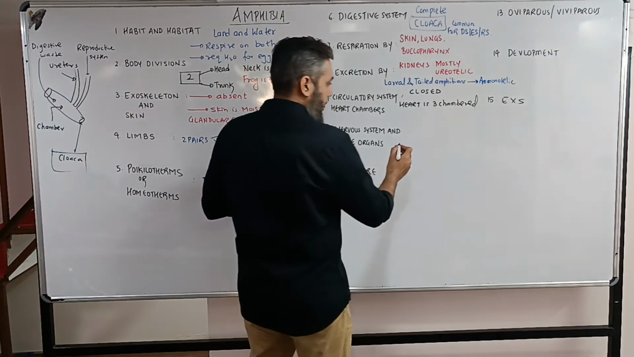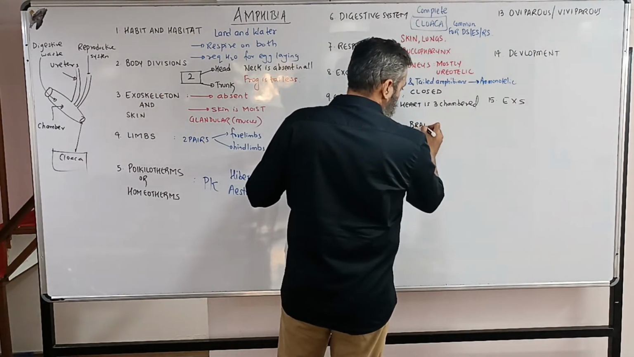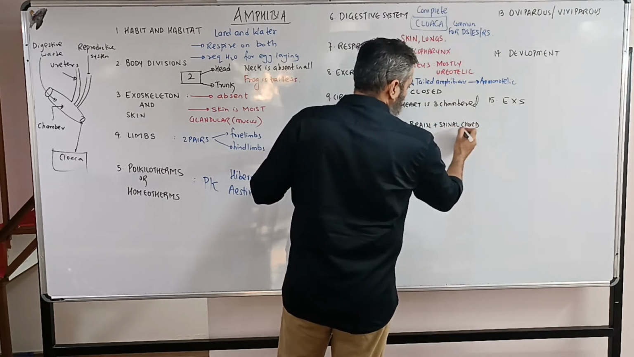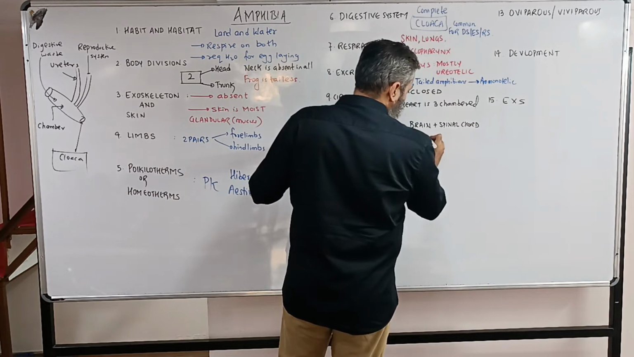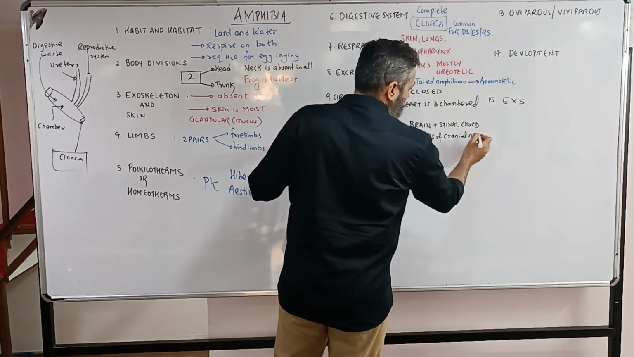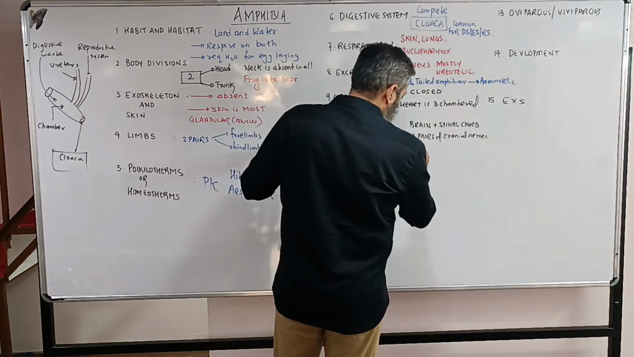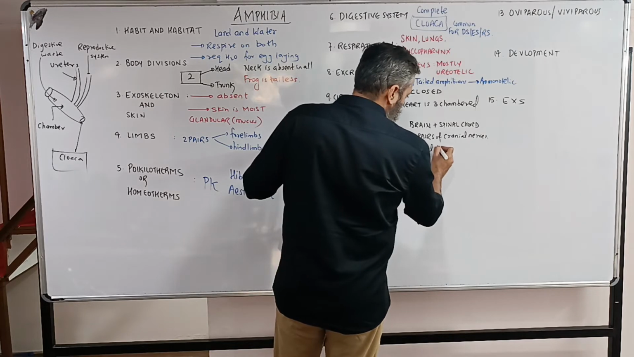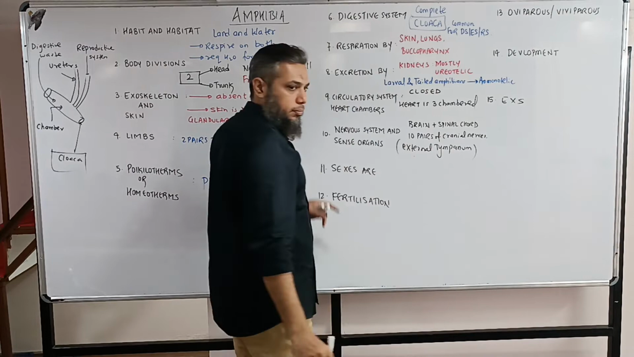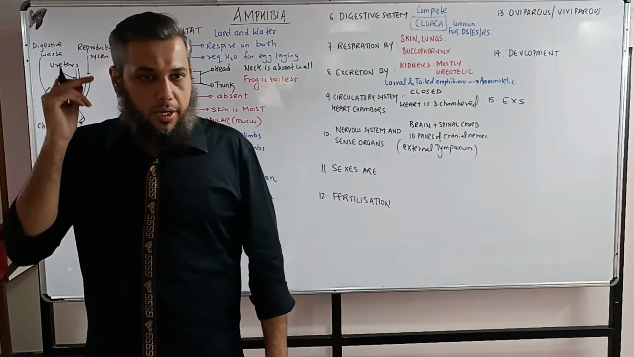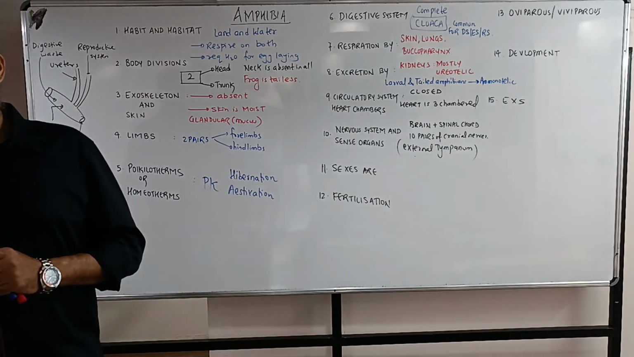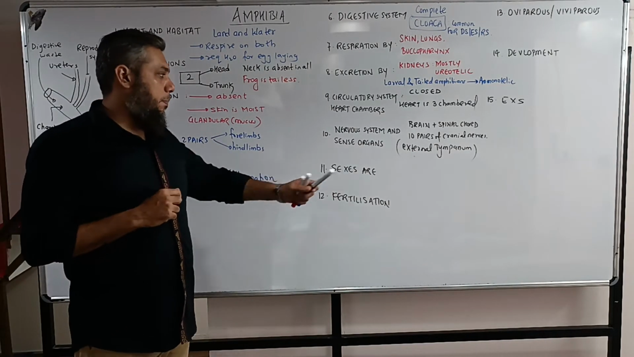Nervous system. They show the presence of a brain and a spinal cord. 10 pairs of which nerves? Cranial nerves. They show the presence of an external tympanum, meaning eardrum. Our eardrum is internal. Their eardrum is external. So the ear is represented by the tympanum.